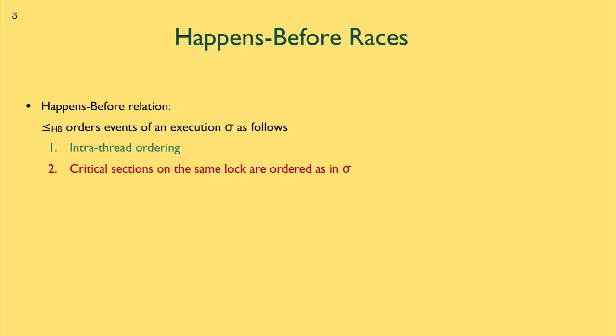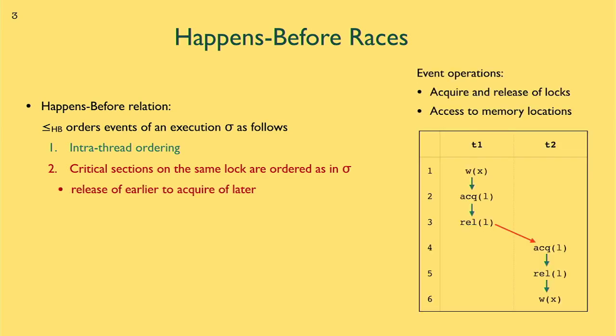The happens-before relation is a transitive relation that orders events of an execution in the following way. It first preserves the thread order, and then it preserves the order between critical sections. Namely, the release of the earlier must happen before the acquire of the later. In this talk, we assume 4 types of events, namely the release and acquire of locks, and the write and read of memory locations.